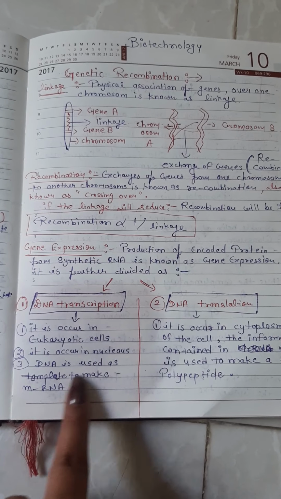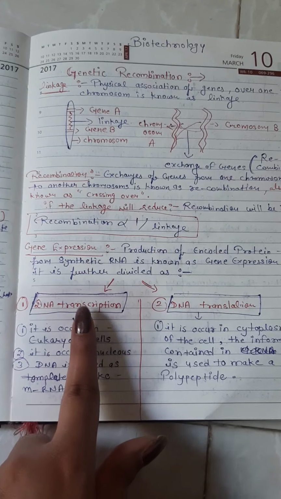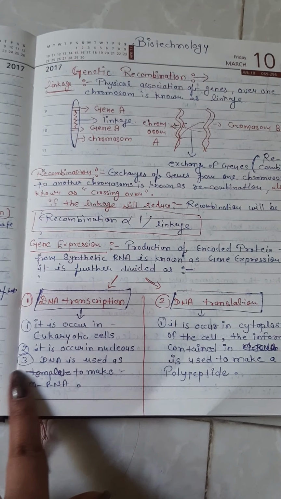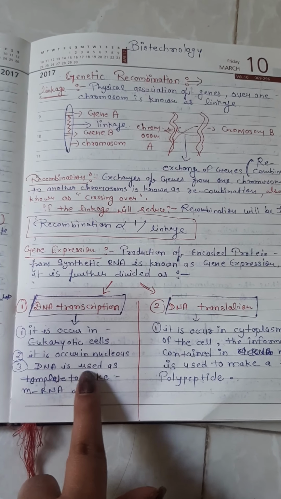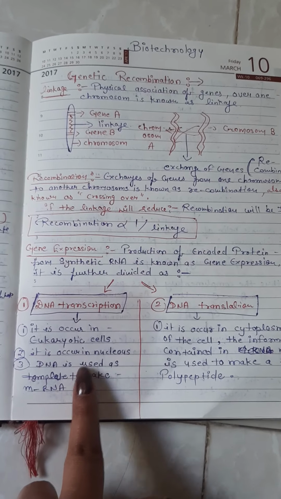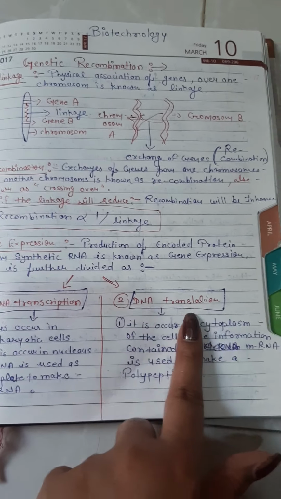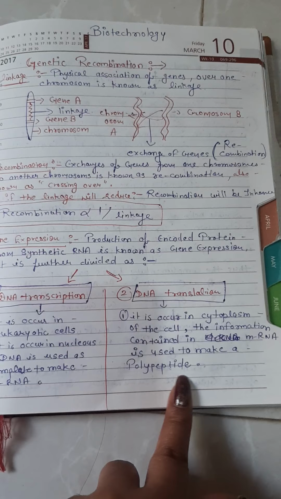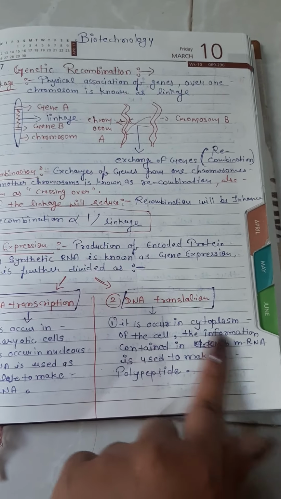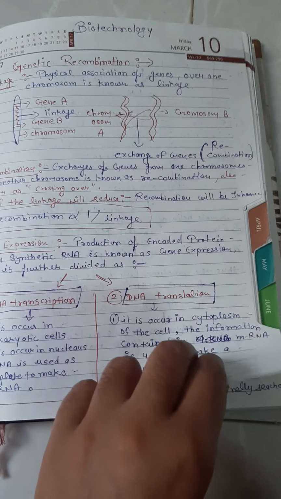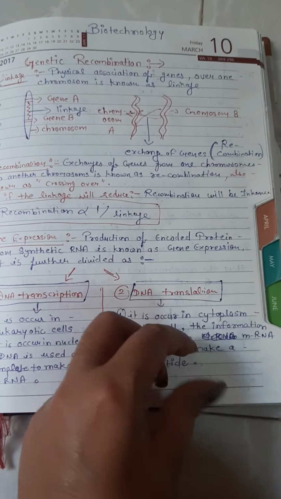DNA is used as a template to make mRNA. Transcription is the process where the mRNA is produced, using DNA as the template. Whereas DNA translation is where polypeptide or protein synthesis mainly occurs with the help of mRNA, or you can say the messenger RNA. That is known as DNA translation.